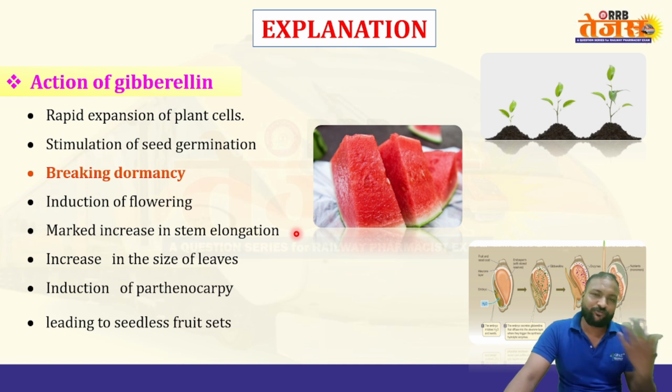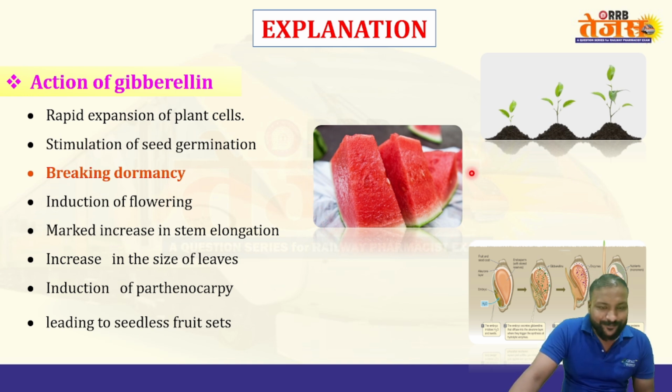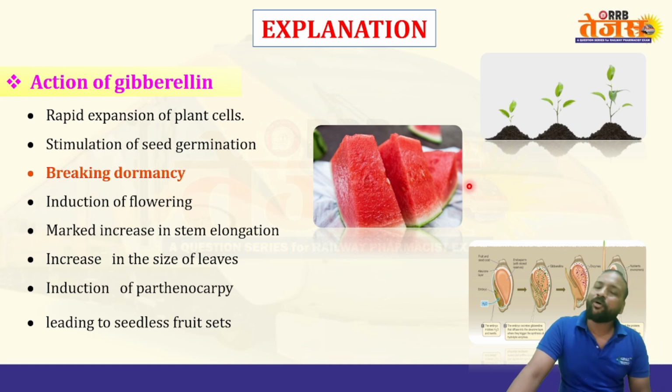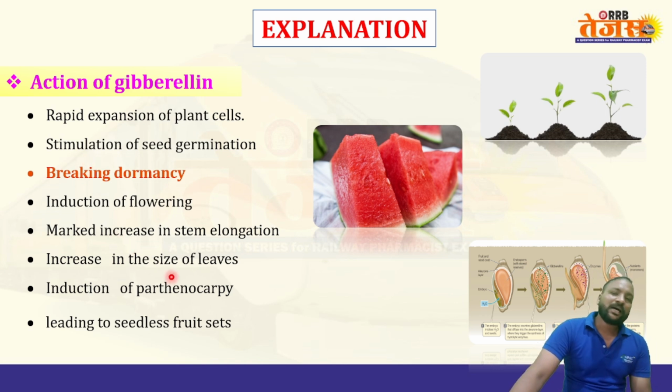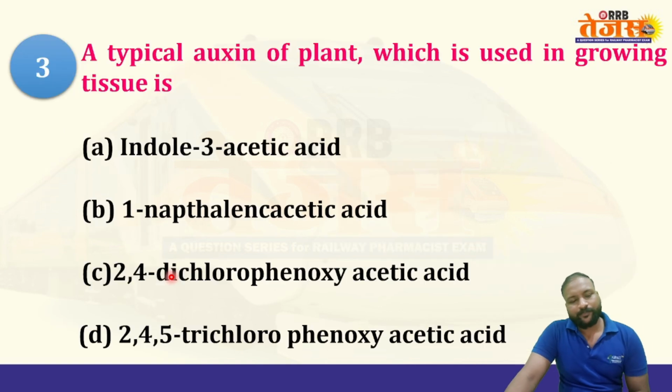stem elongation. If you spray it, it can increase stem elongation, increase the size of the leaf, and induce parthenocarpy, leading to seedless fruits. If you want seedless fruits, you can use it in the cultivation and processing of the fruits or the plant. These are the different functions of gibberellins. Do remember the type of hormone and its functions, because they are important. Let us go for the third question.